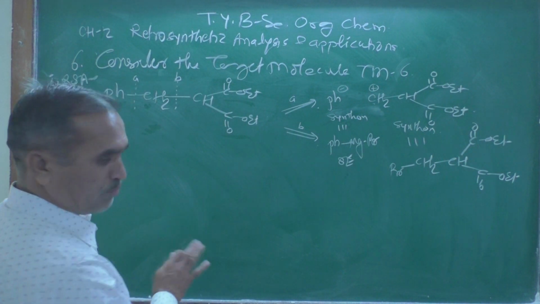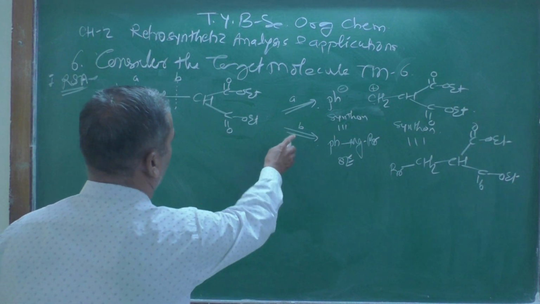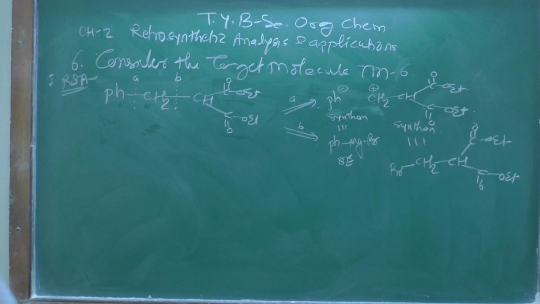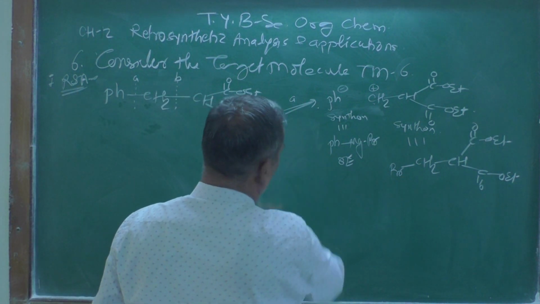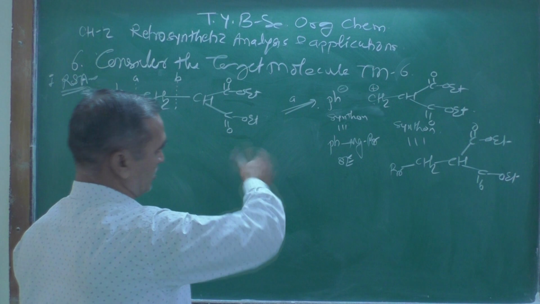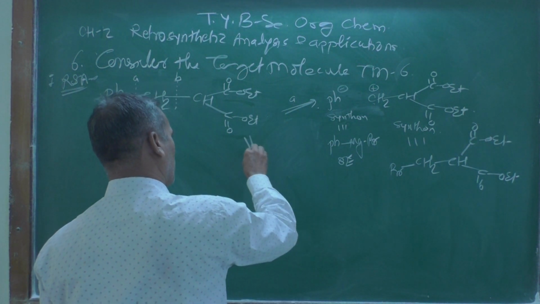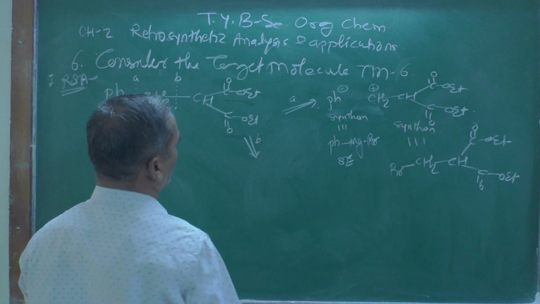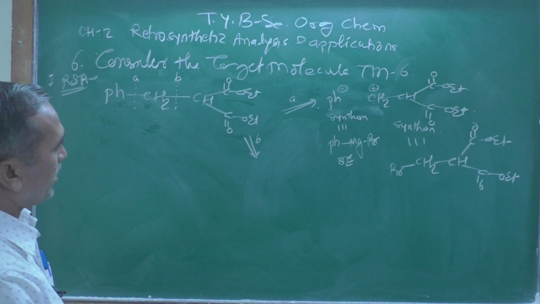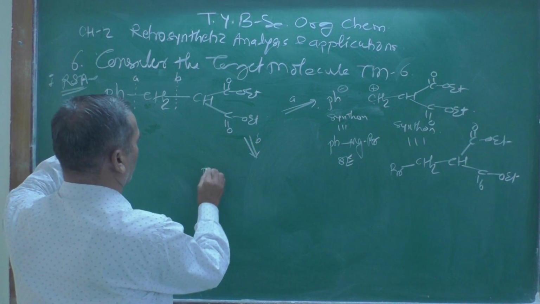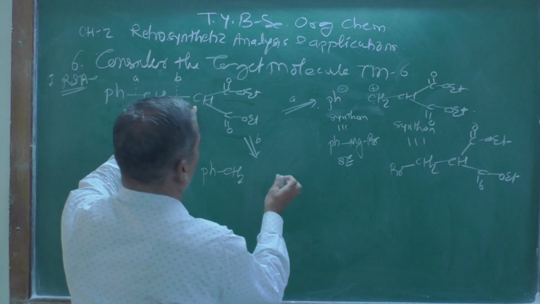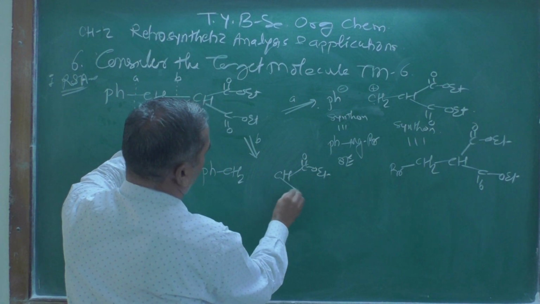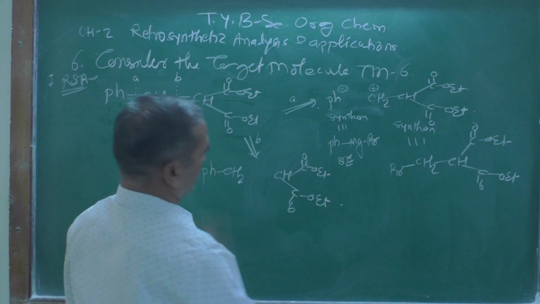Okay, now let us see the other way round, that is the B way I am showing here. I am just changing the direction of that arrow. Let's see. After breaking the B bond, think of the B route. After fragmentation, what I get here is Ph, then CH2, and then CH, C double bond O, OEt, and here C double bond O and OEt.